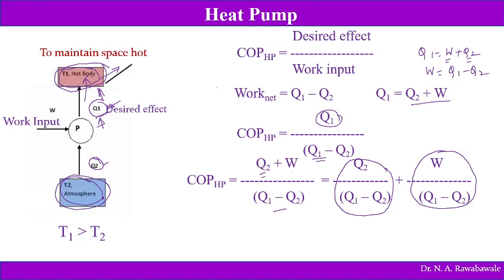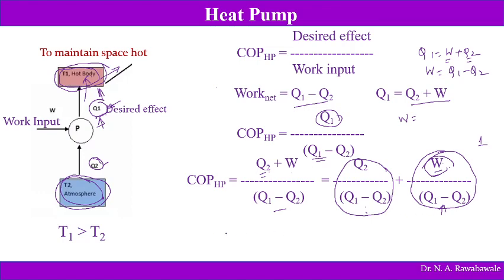Q2 divided by Q1 minus Q2 is the COP of a refrigerator, whereas this other term becomes equal to 1. How does this become equal to 1? We can see here W is equal to Q1 minus Q2. So if we substitute W as Q1 minus Q2, Q1 minus Q2 in the numerator and Q1 minus Q2 in the denominator get cancelled and this term becomes 1. So the first term is nothing but the COP of a refrigerator, and the second term is 1.